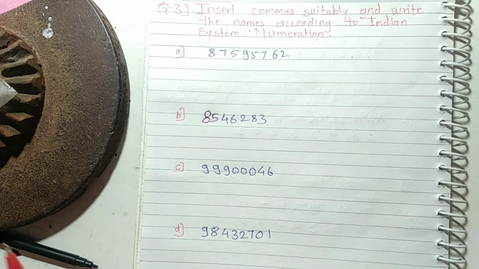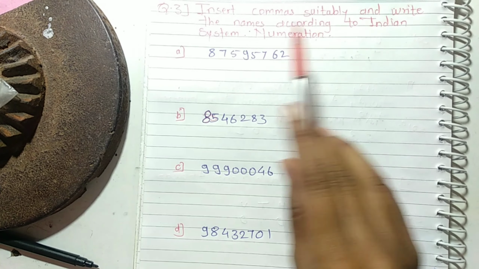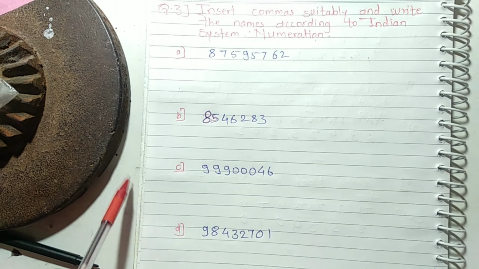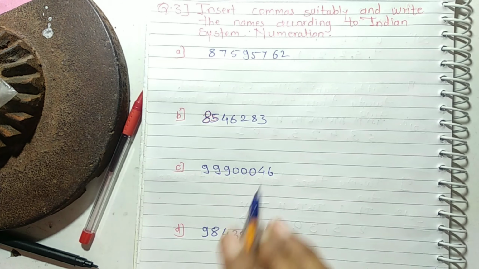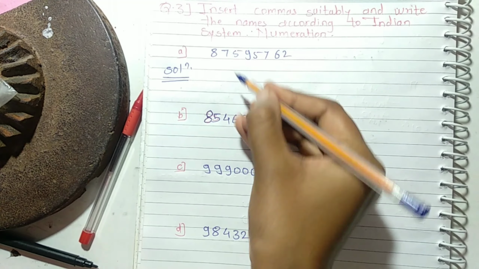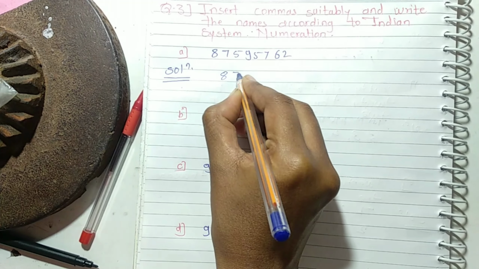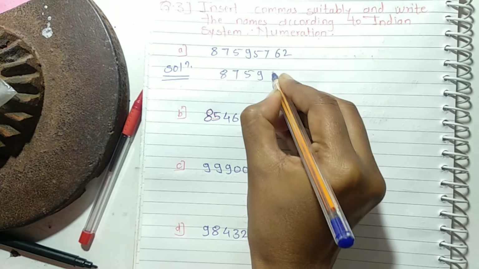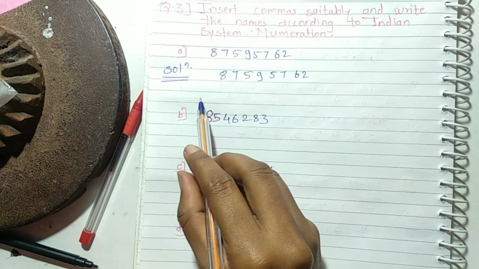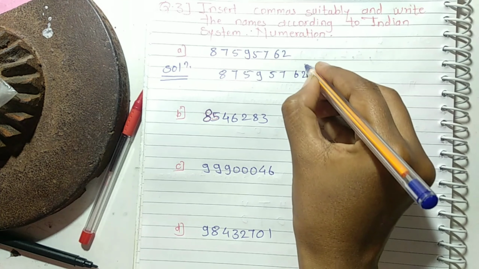Now we turn to the next question. Insert commas suitably and write the names according to the Indian system of numeration. First, insert commas suitably. Solution. Write down the number as it is: 87595762. Now put place values from the right-hand side.